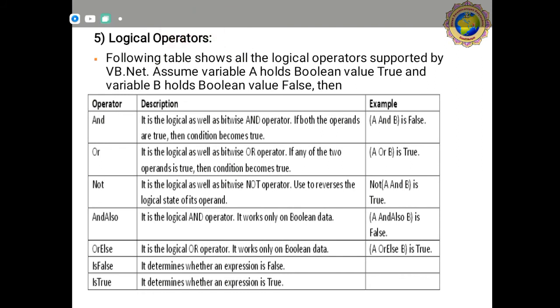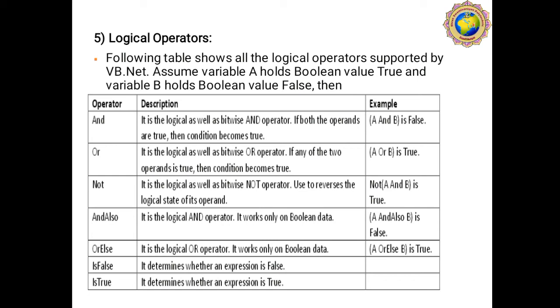Almost these three operators are mostly used as logical operators. Here is the logical as well as bitwise AND operator. If both operands are true, then the condition becomes true. If any one operand is false, then the condition becomes false. So once again, the AND operator: whenever both operands are true, then the condition becomes true.